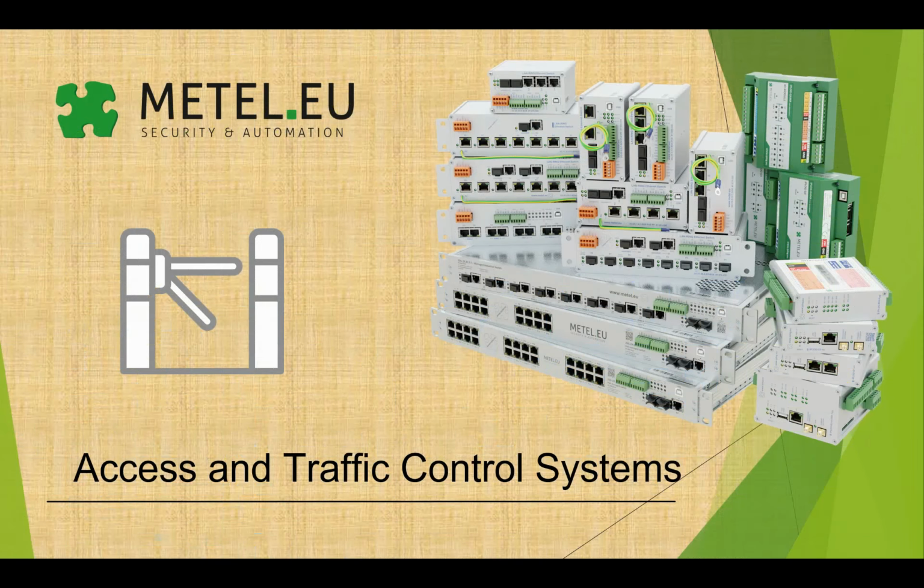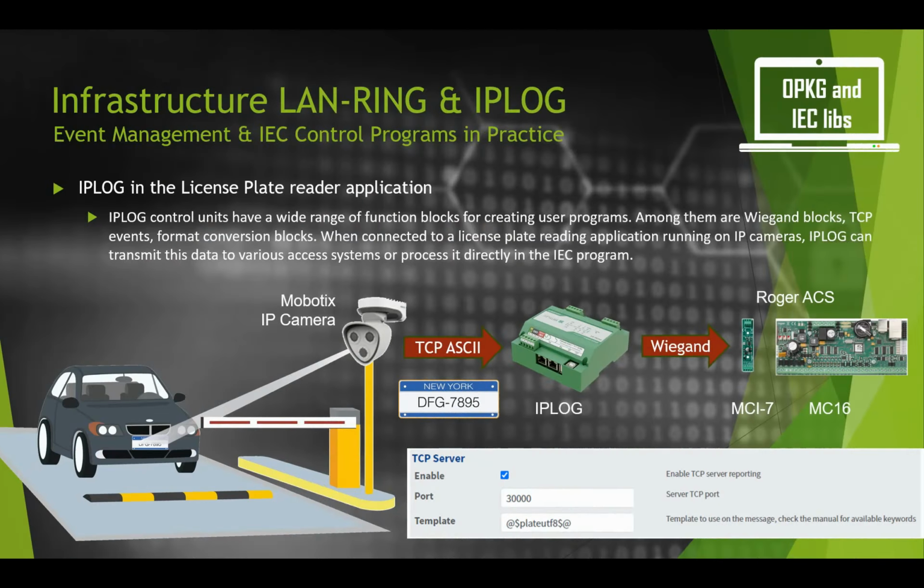iPlogs have also found application in access control and traffic control systems. In this application, the IP camera reads the license plate and sends the data to the iPlog unit. The camera is in TCP server mode and iPlog is in TCP client mode. iPlog adjusts the data it receives in its program, removes unnecessary characters, and hashes the result using the SHA-1 algorithm. It takes the last 6 characters from the hash and sends these characters to the Wiegand interface.